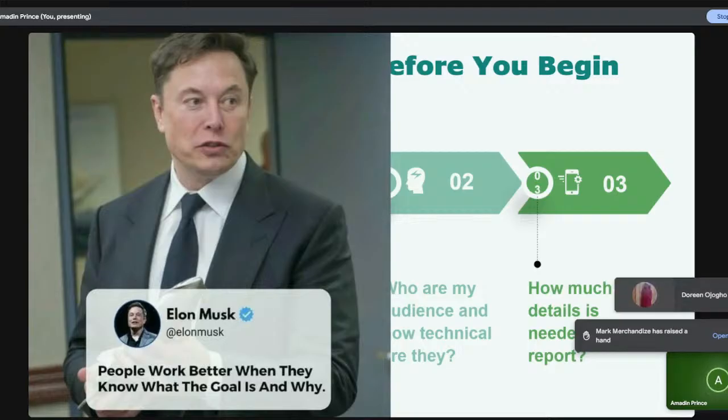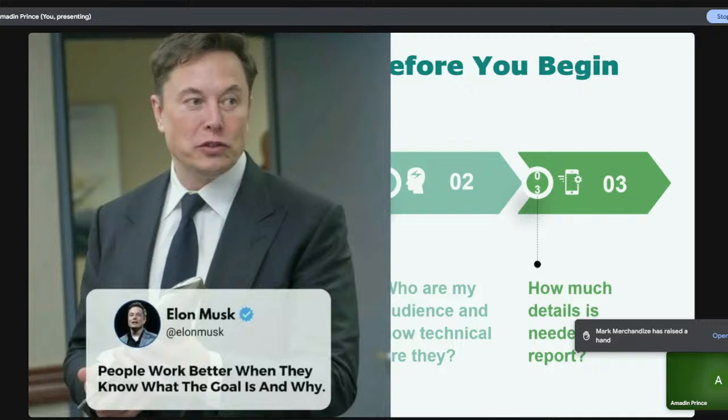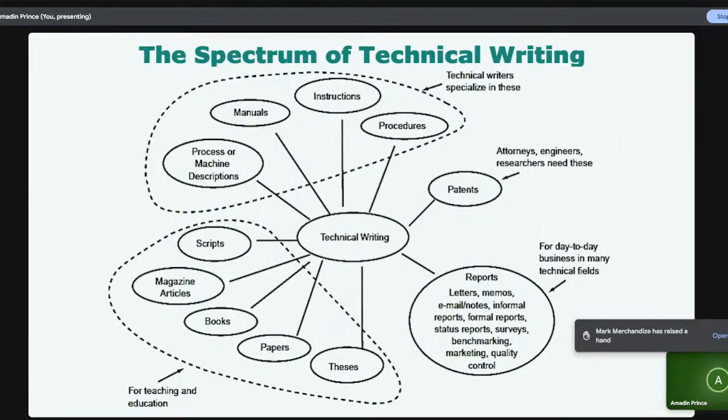So that being said, I have a photo here, and there's a quote on it. It states that people work better when they know what the goal is and why. So I repeat, people work best when they know what the goal is and why. Once you understand this goal, what it is and why you are doing it, you are going to work best in report writing. Trust me, you don't even need to become a professional. As long as you follow the principles, you're going to get it done. You're going to take pride in your work. Trust me.